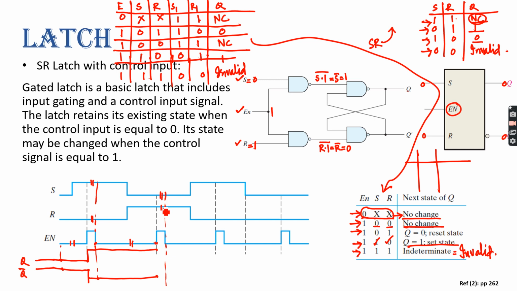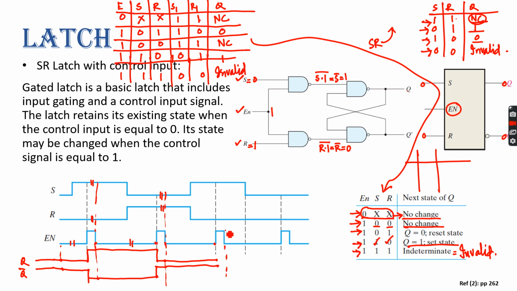Now from this part, S is 0, R is 1. So S is 0, R is 1, output should be 0. So it will become 0 and this will become 1. And from here to here, your enable is again 0, so 0 will remain 0 and 1 will remain 1.